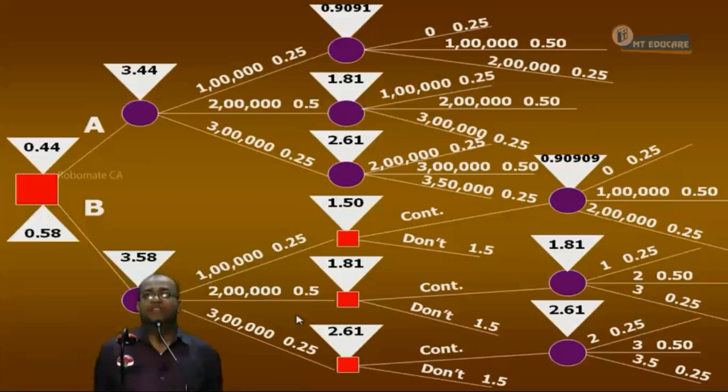What's the difference between the side A and side B diagram here? After first year, I have a decision box whether to continue or abandon. Whichever has the highest value, the best will be selected.